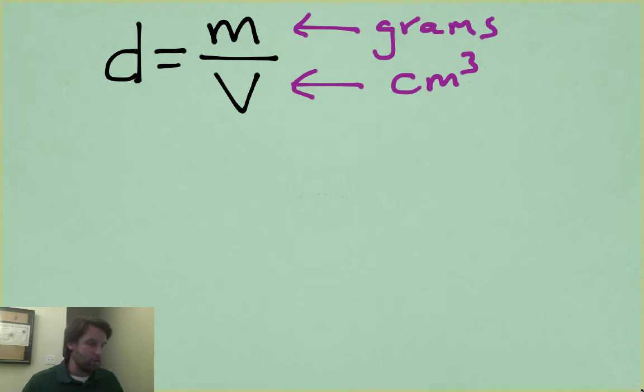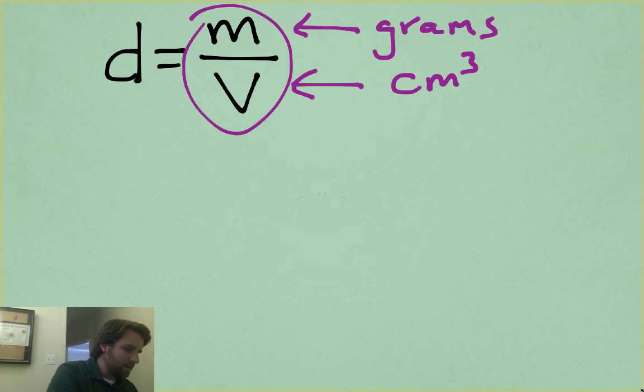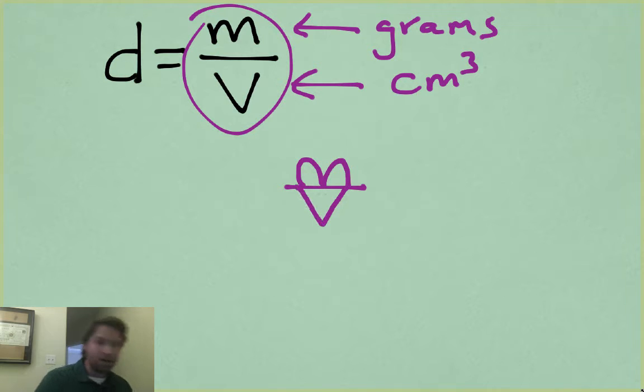Really what I'm going to do here is go through some problems. Oh yeah, and there's one more thing. Some people say density equals love because you can make the M and the V look like a heart. Okay, well, whatever. So let's do a few problems to make sure you get it.